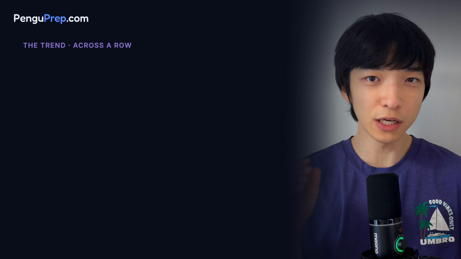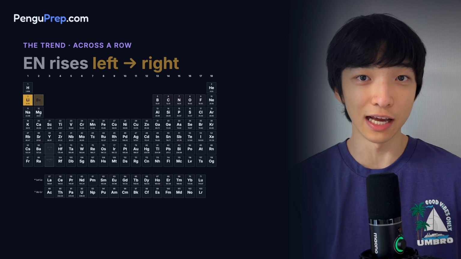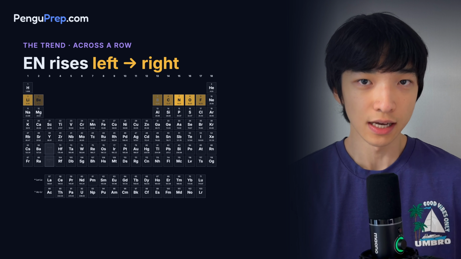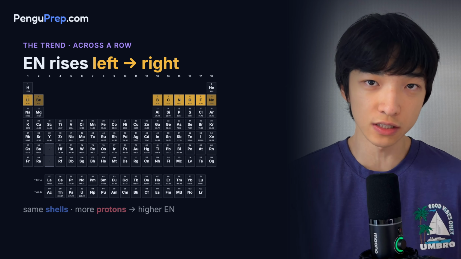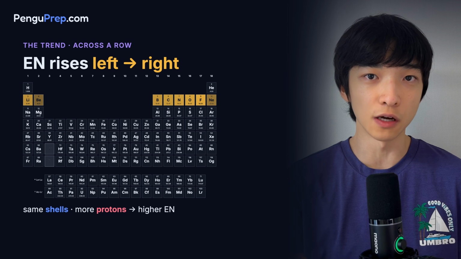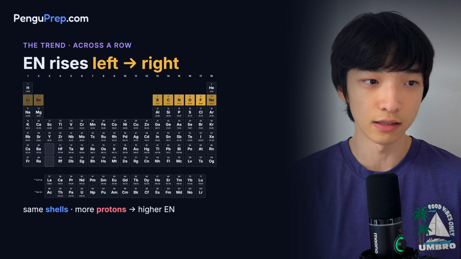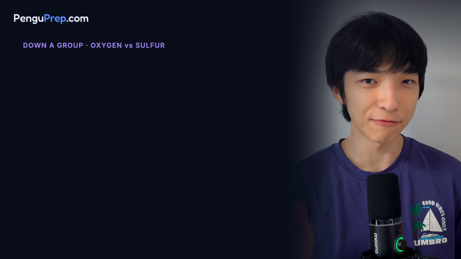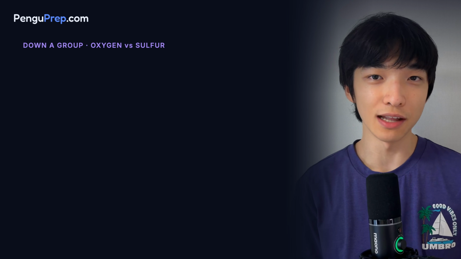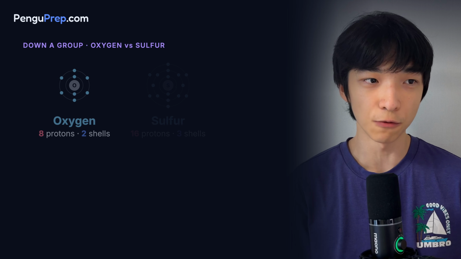Do you see the pattern? When we go from left to right on the same row, the electronegativity of the atom increases. This is because the number of electron shells remains the same, while the number of protons increases as you go from left to right. What if we go from top to bottom, not left to right? To illustrate this, I'll compare the electronegativities of oxygen and sulfur.